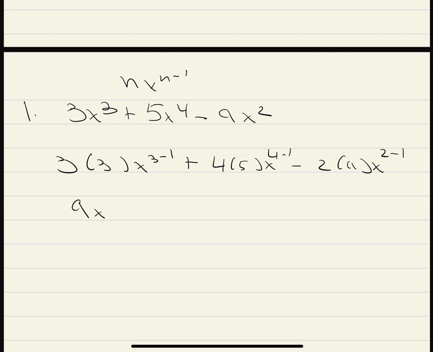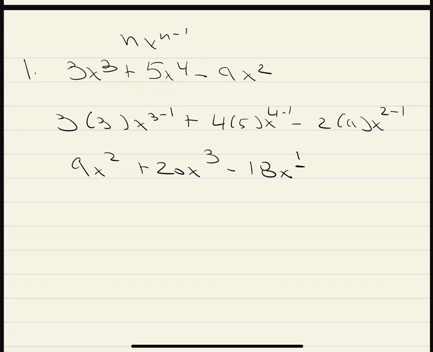3 times 3 is 9. 3 minus 1 is 2. 4 times 5 is 20. 4 minus 1 is 3. 2 times 9 is 18. 2 minus 1 is 1. Typically, we don't write this. It's just understood that there's an exponent here, but for the sake of the video, I will put it there.